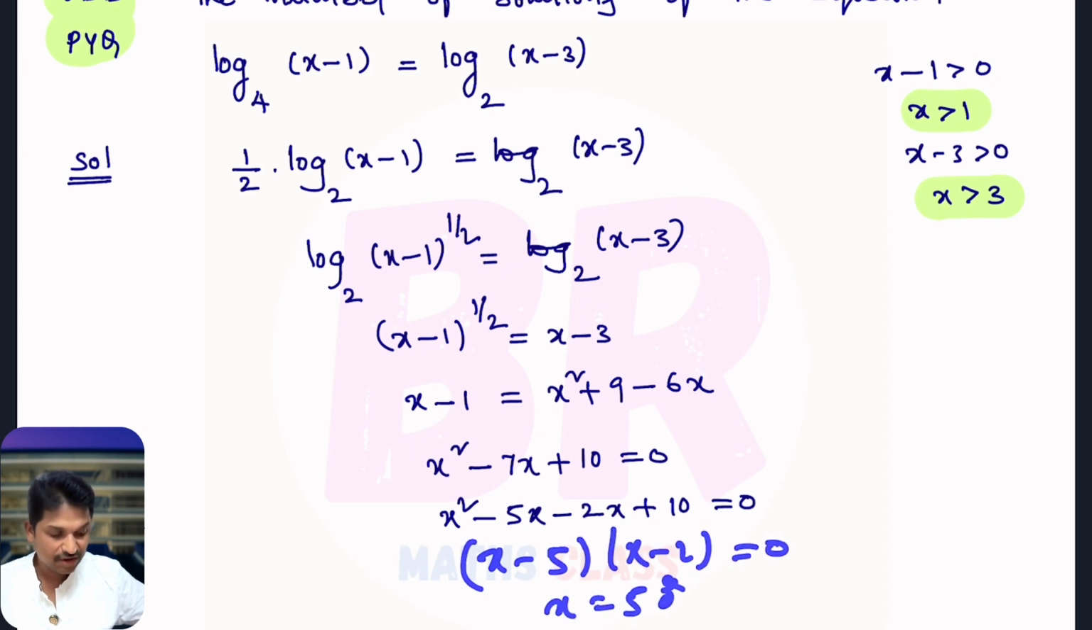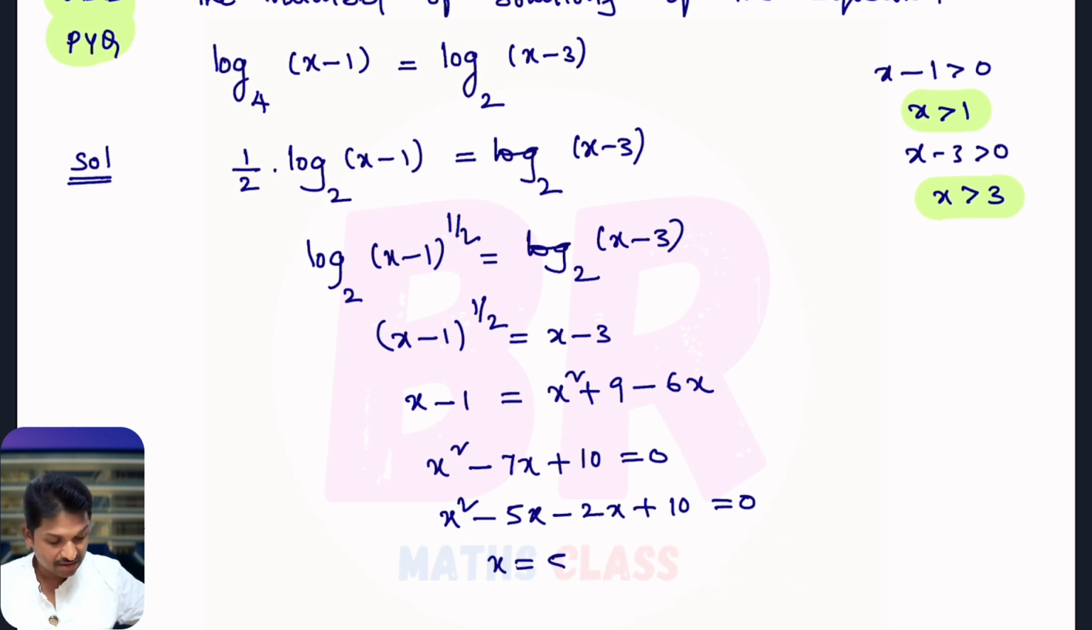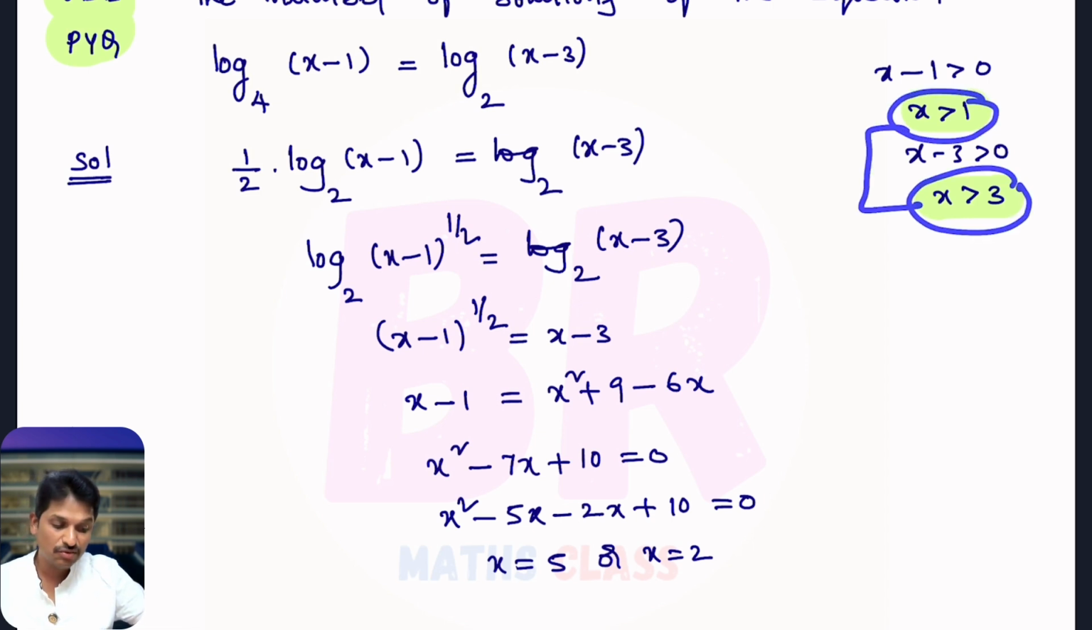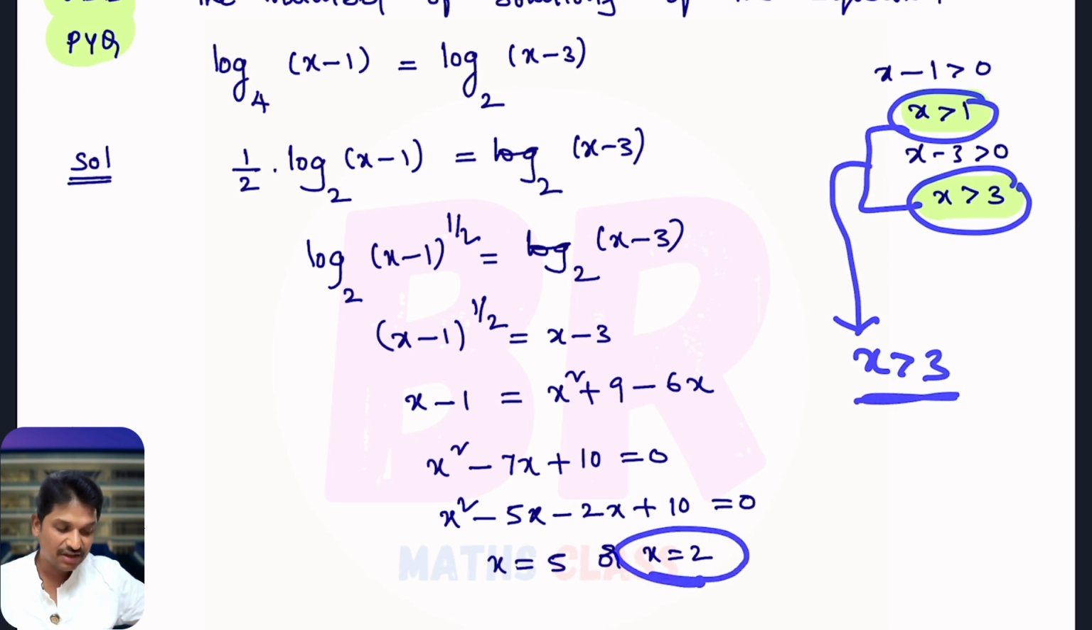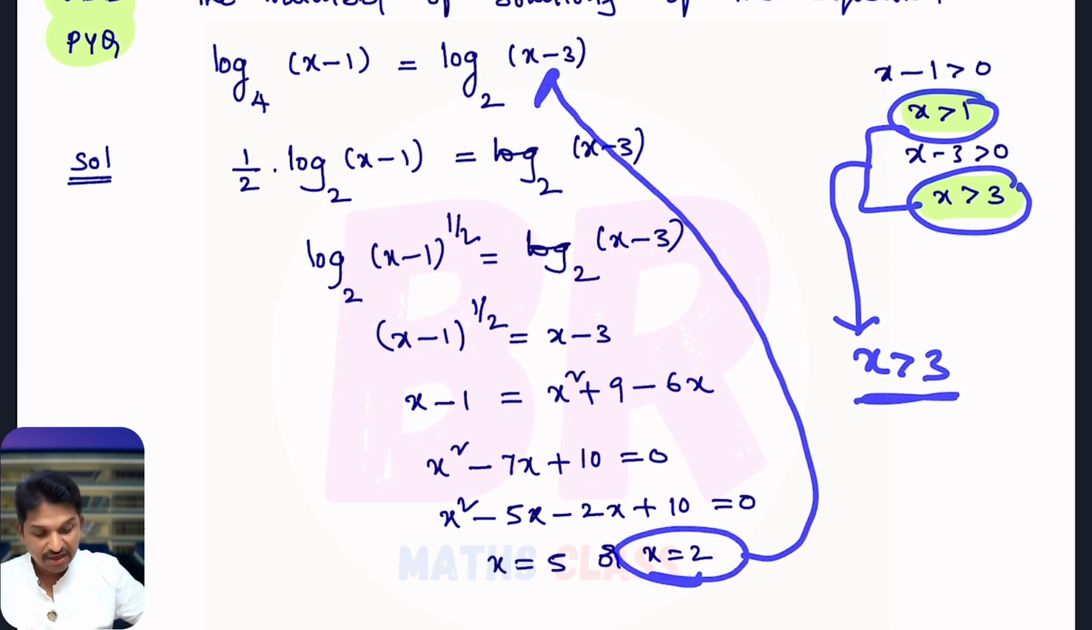So x equal to 5 or x equal to 2. You observe this condition, we must get x value greater than 3. See, when I put x value 2 here, this will become logarithm of minus 1 base 2. So x equal to 2 cannot be a solution of this equation.